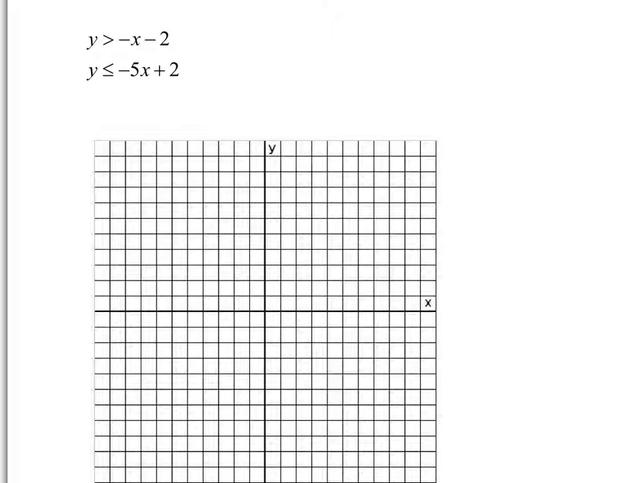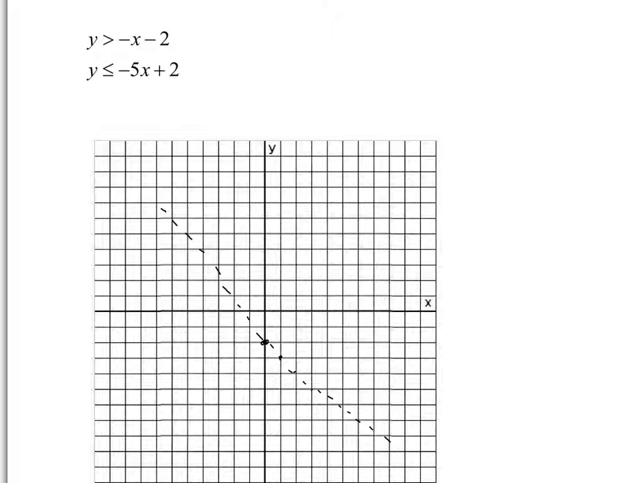First, I'm going to graph y is greater than negative x minus 2. So I'm going to go down to negative 2 and make a dot. Negative x, that means the slope is down 1 over 1. So down 1 over 1, down 1 over 1, down 1 over 1. And I want everything greater. So that means I want a dotted line, not a solid line. So here's a dotted line. Let's see, this iPad app isn't the easiest. So there's a dotted line, sort of.